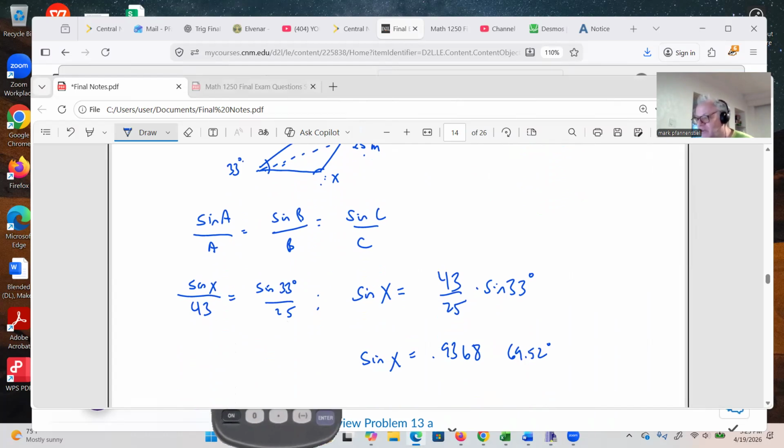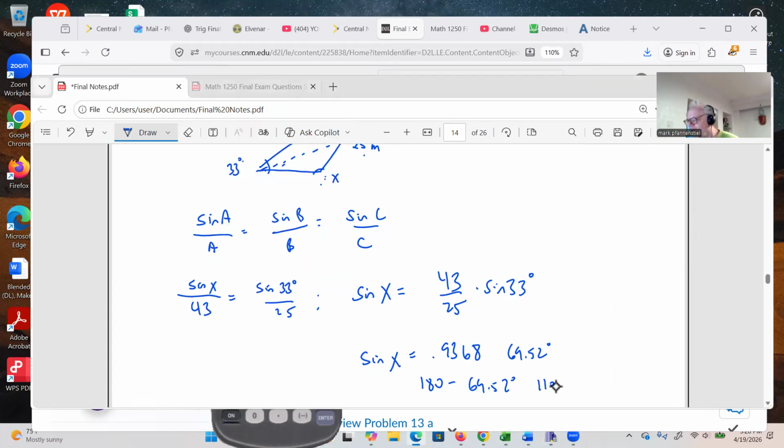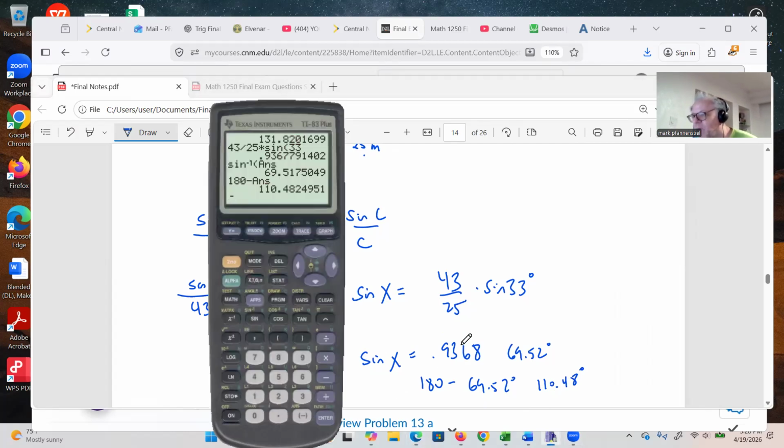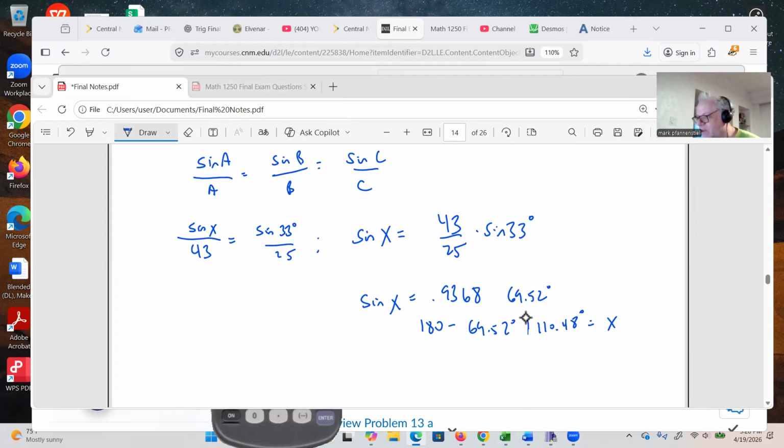So what we have to do is take 180 minus the 69.52 degrees in order to get my obtuse angle, because it has to be in the second quadrant. 180 minus this equals, so my actual answer is 110.48 degrees. That's the answer I'm going to report. This is angle X, 110.48 degrees.